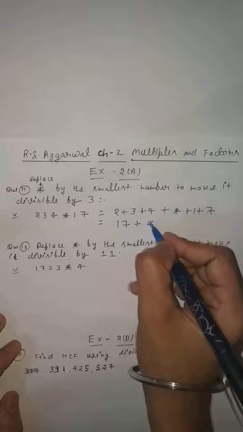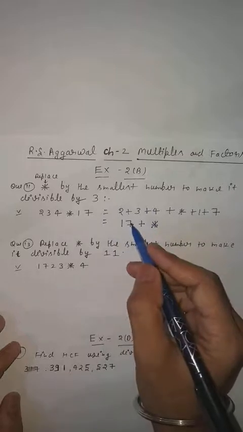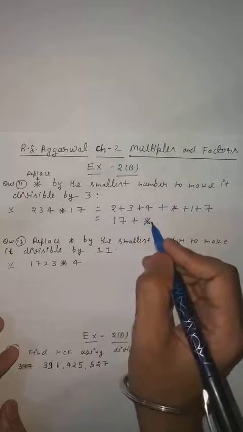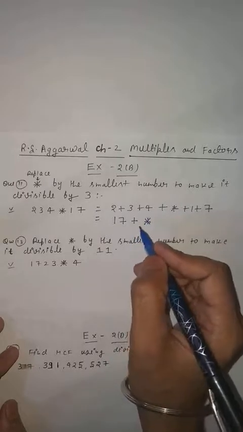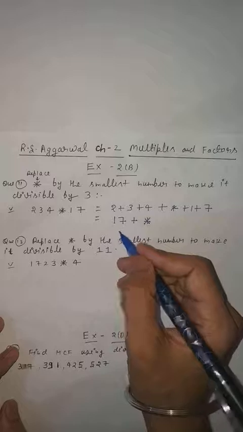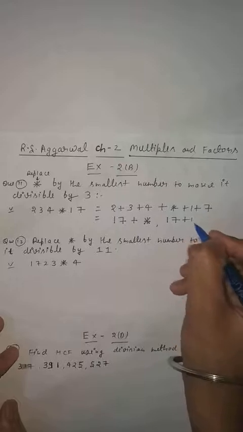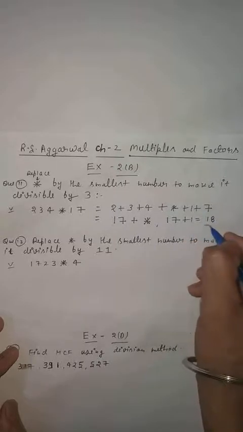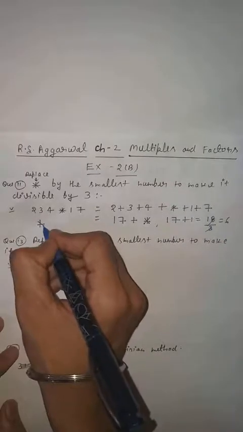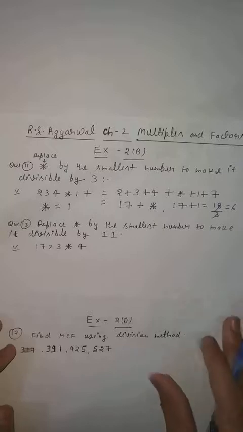Now take the least possible number so that 17 plus star is divisible by 3. If you put 0, then 17 plus 0 is 17, which is not divisible by 3. After 0, since you have to choose the smallest number, check 1. If you place 1, it becomes 17 plus 1, which is 18, and 18 is divisible by 3, 6 times. So on the star you will put the smallest number, 1. Clear, students? If the greatest is asked in the question, then you have to find the greatest.